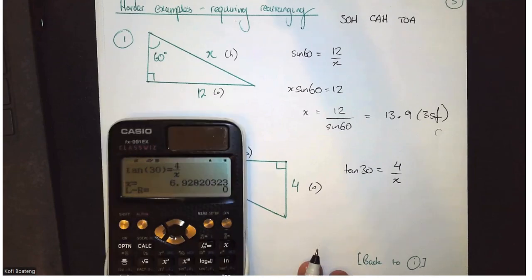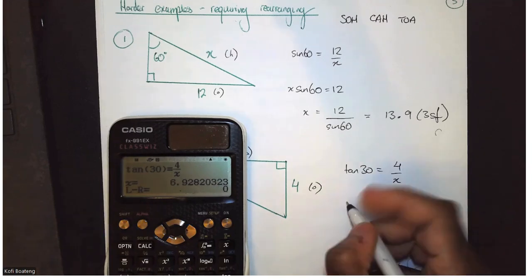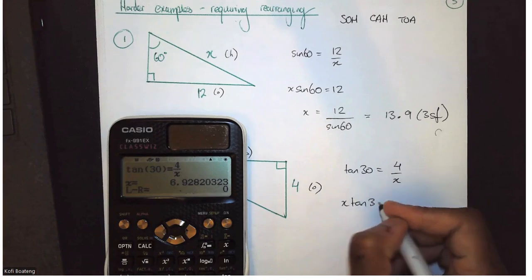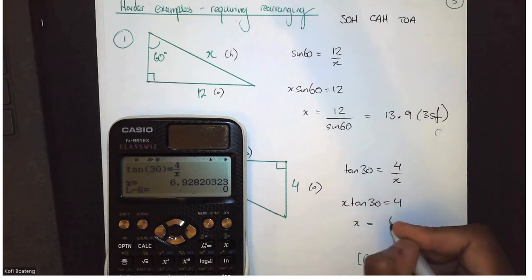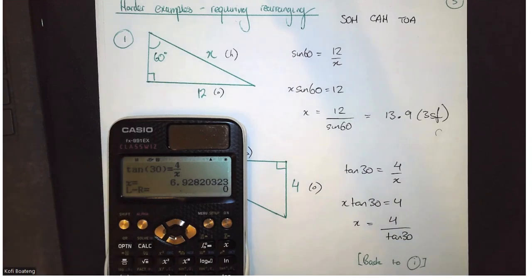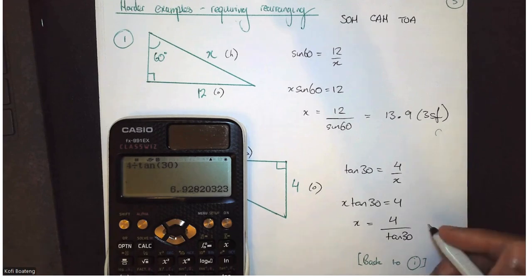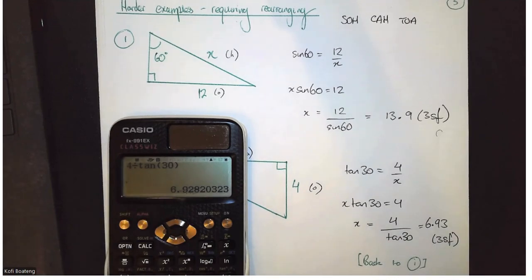Again, here is the answer to this equation. I just need to work towards this. So I'm going to times through by x. I'm going to get x tan 30 equals 4. And divide both sides by tan 30 to give me x is equal to 4 over tan 30. So 4 divided by tan 30 gives us the exact same answer that the calculator said to us before. And this is 6.93, to 3 significant figures, because the 8 rounds the 2 up.